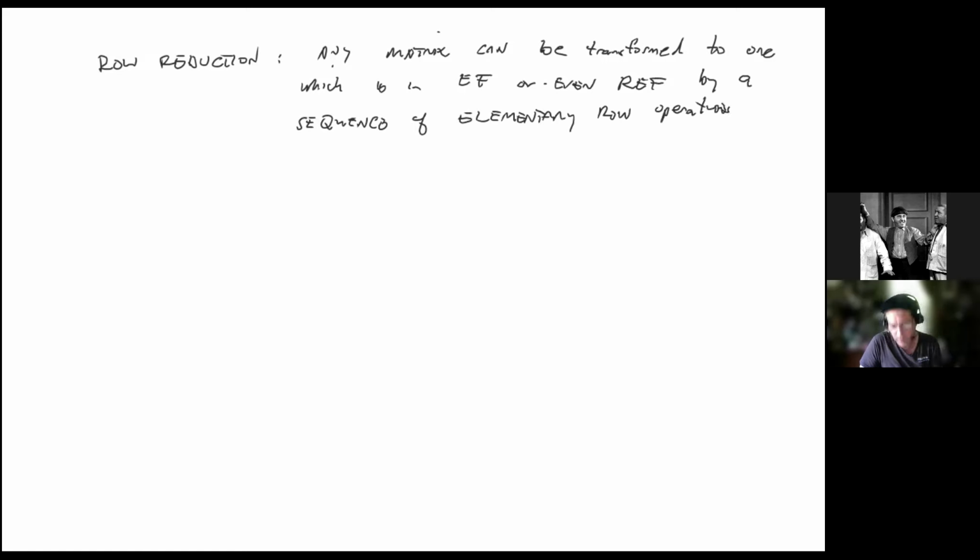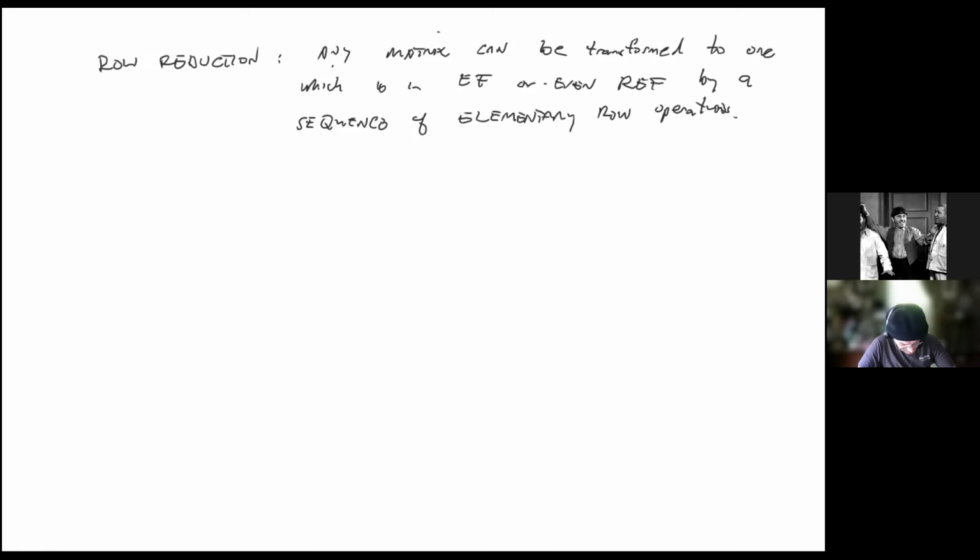Recall that there were 3 row operations that we can talk about. There is the row operation which allows us to switch rows, exchange rows. There was a row operation which added a scalar multiple of one row to another row. And the last operation is that you can rescale a row by a non-zero scalar. Okay, so I'm going to now talk about the so-called row reduction algorithm.